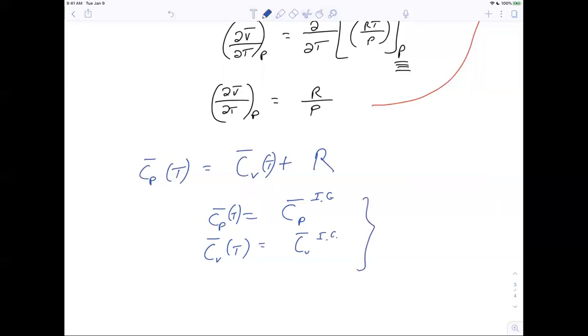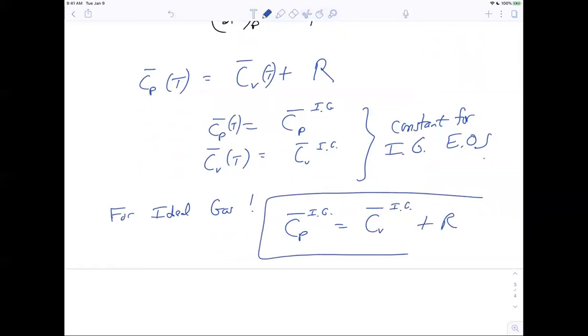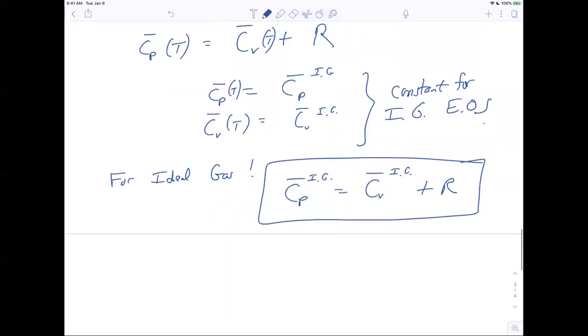So these two are constant for an ideal gas, something that's modeled by the ideal gas equation of state. So in the case of an ideal gas, Cp bar is equal to Cv bar plus R. And that's the result that we obtained.